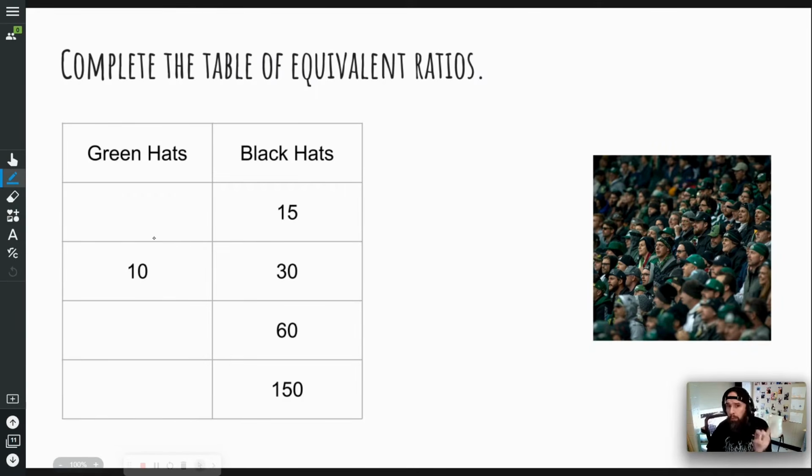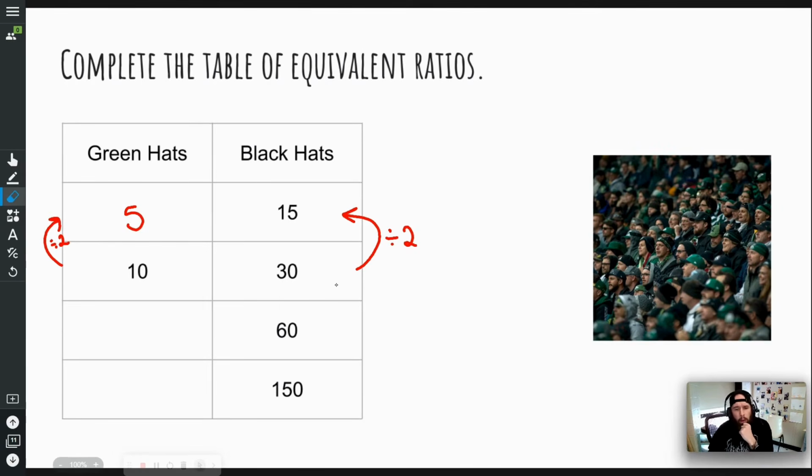So these are the problems that you did. And we're dealing with green hats, black hats. And what I need to do is notice, first off, that I am dealing with filling in the left side. So I have to figure out the right side and ask myself, all right, well, what do I multiply or divide to 30 to get to 15? Well, I can divide 2 from 30 to get to 15. And so I'm going to divide 2 from 10 and get 5.